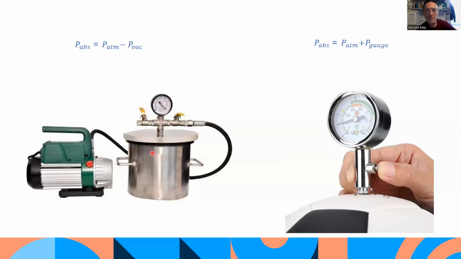And then in a vacuum system, it's going to be atmospheric pressure in here when we put the lid on it. Then as we start to pull a vacuum and take the air out of that system, the absolute pressure in those terms is the atmospheric pressure minus the vacuum that we read on the gauge.